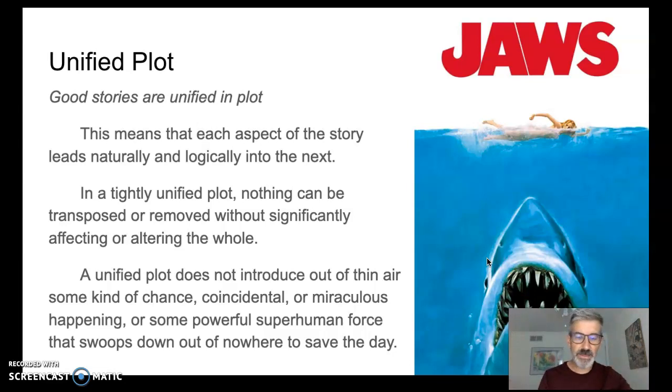There are a couple of things that I want to talk about with the unified plot, but basically everything in a story should matter. This is where we get to the great movie The Incredibles, and we're going to talk about one of the most famous characters here. Here's a scene, and then I'll explain how this is an example of creating a unified plot.